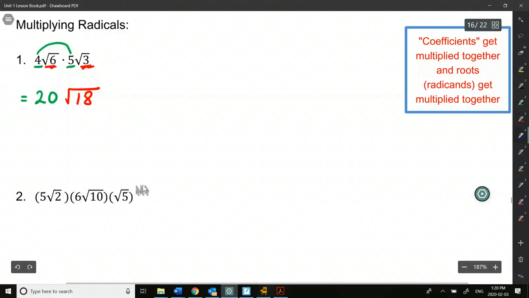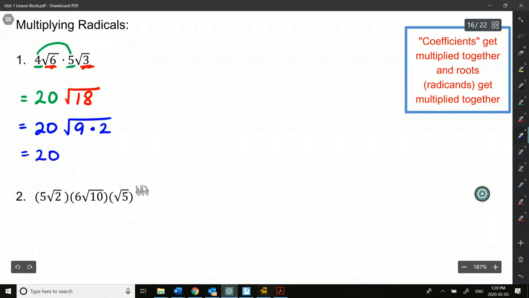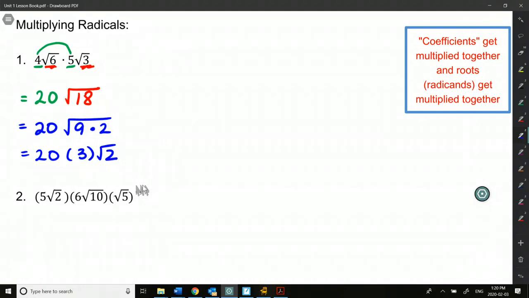Okay, and then what we're always checking anytime we do operations with radicals is if I can simplify what's in the root. So are there any perfect squares inside of 18? 9 and 2. Okay, and then I can actually square root the 9 part of this, so I'll write it as 3. And I can simplify what's out front here. 20 times 3, that just gives me 60 root 2.